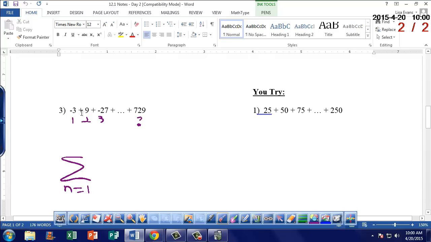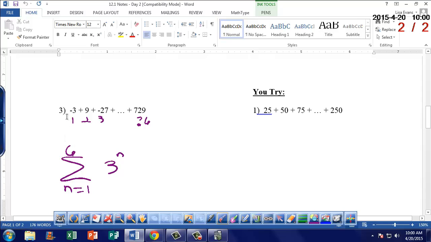Now, because I see a 3, a 9, a 27, this makes me believe I'm taking 3 and raising it to a power. Because 3 to the first is 3, 3 squared is 9, 3 cubed is 27. So I do believe I'm taking 3 and raising it to some power. Looks like to be the nth power. So 3 to what power would give me 729? It's actually to the 6th power. So this series goes to the 6th term.